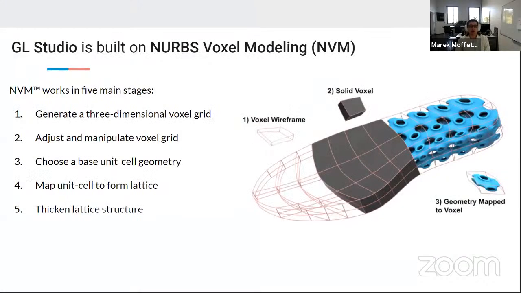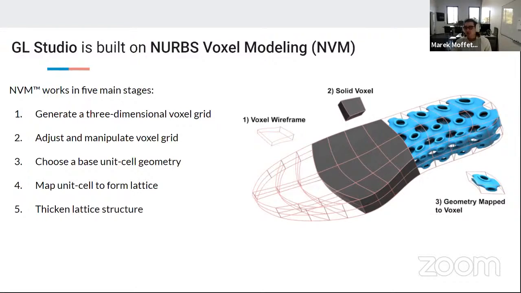And so next I'll cover what General Lattice Studio is, the technology it's built on, and that is something we call Neubs Voxel modeling. And it works in 5 main stages. You start off by generating a wireframe, and you can see depicted in here an example of this pink wireframe. You can adjust and manipulate that wireframe in all 3 axes, X, Y, and Z, so you can add the amount of cells or voxels you would like, and you can shift them along their axis.